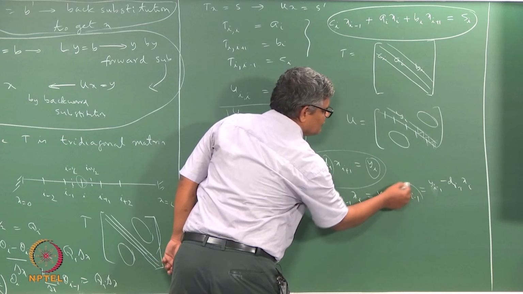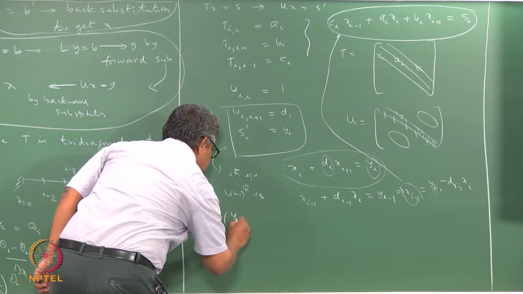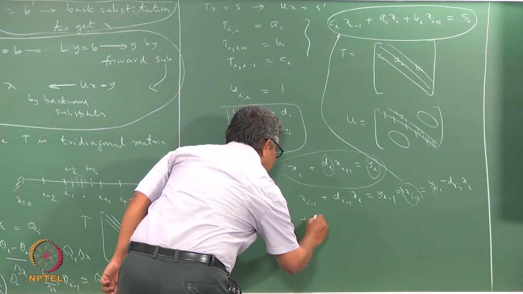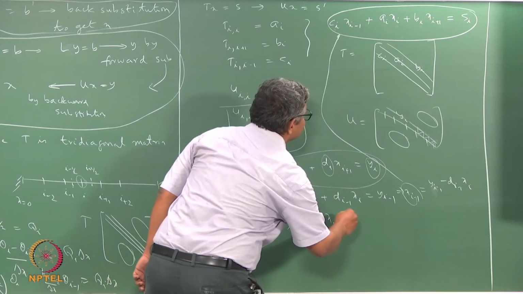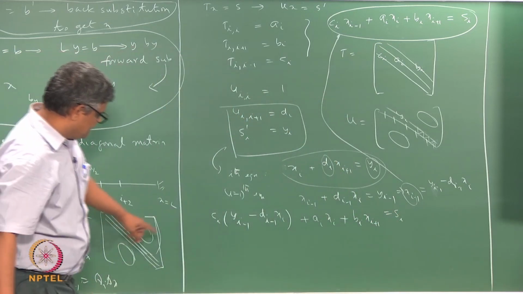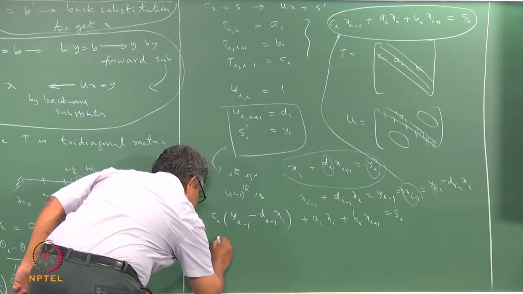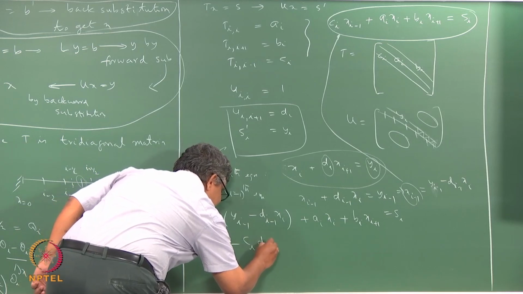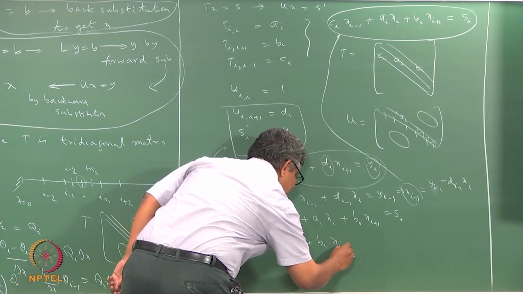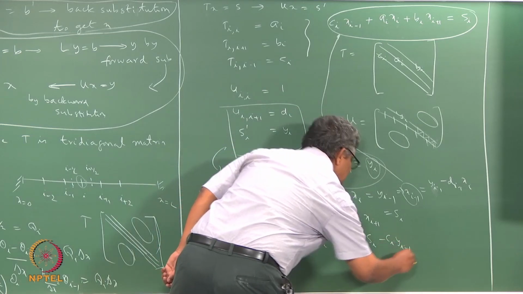We substitute this value here, and we can write that as ci times yi minus 1 minus di minus 1 xi, plus ai xi, plus bi xi plus 1 equal to si. So we can now take this ci term along with this one here, and we have ai minus ci di minus 1 times xi plus bi xi plus 1 equal to si minus ci yi minus 1.